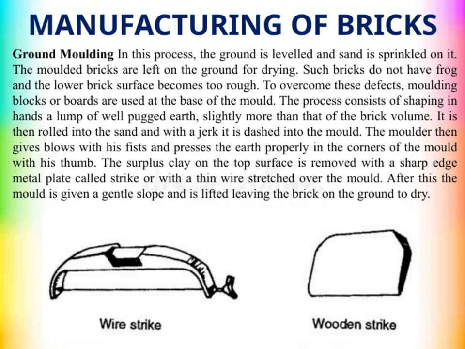Any surplus clay on top is removed with a sharp-edged metal tool called a strike, or sometimes with a thin wire stretched over the mold. Finally, the mold is given a gentle slope to prevent excess clay from spilling out, and it is carefully lifted away, leaving the brick on the ground to dry.